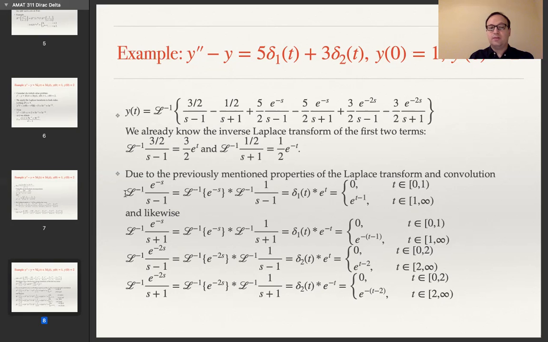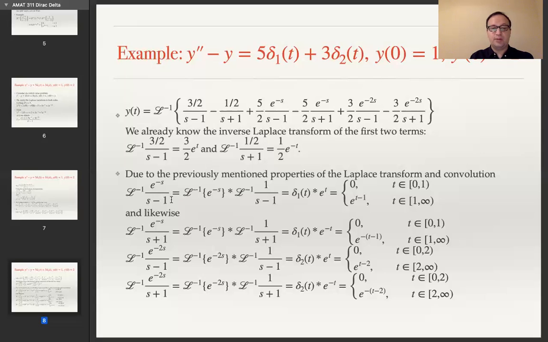Well, let's look at one of them. Let's say the inverse Laplace transform of e to the minus s over s minus 1. Well, e to the minus s over s minus 1 is the product of e to the minus s and 1 over s minus 1.